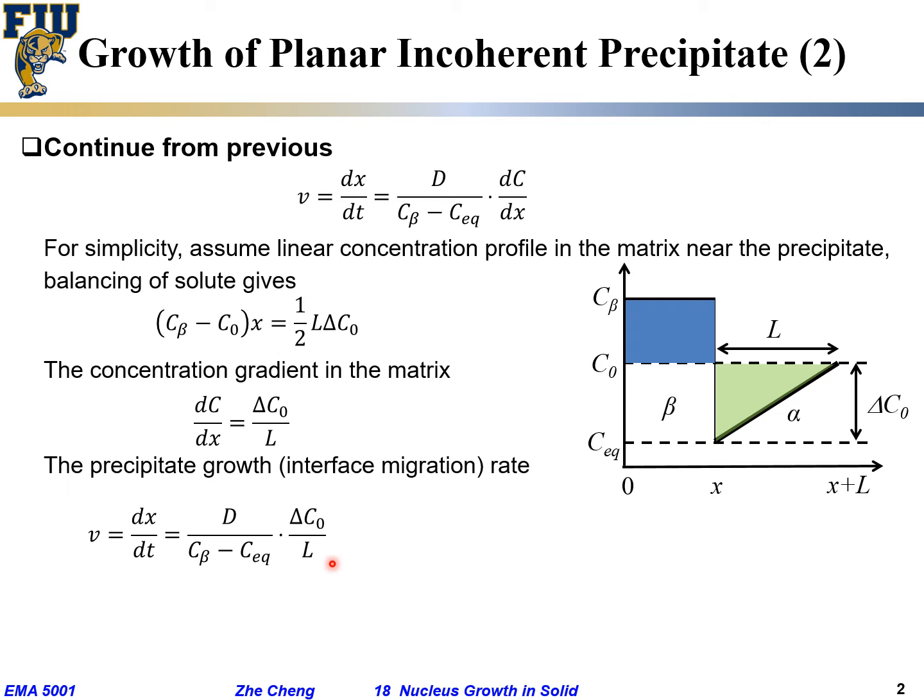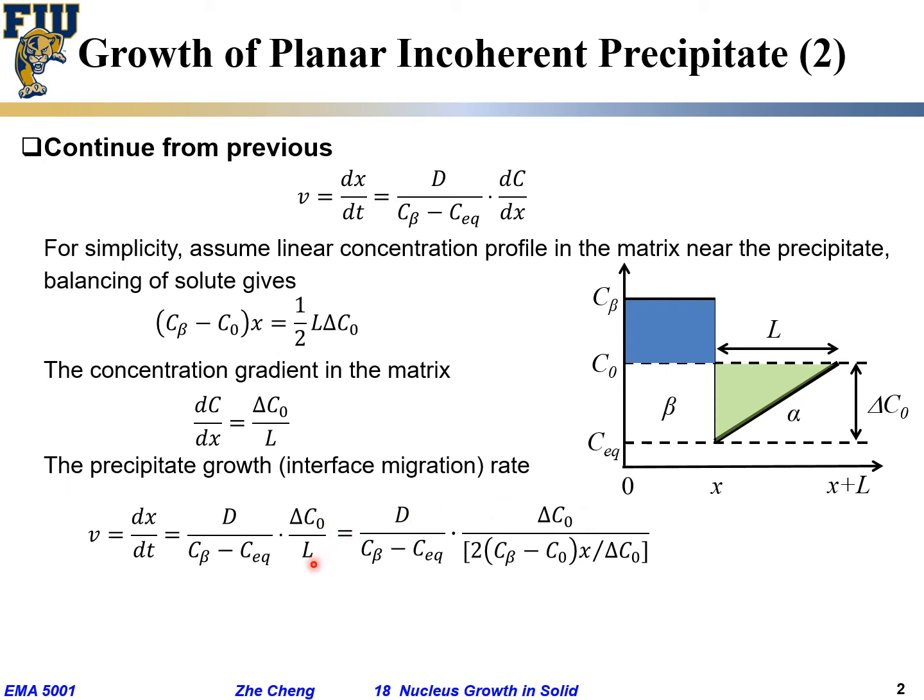And then if we look at the balance of absolute mass relationship, we can see that delta C0 can be rewritten. So for this equation, the first term before the product, we keep D divided by C beta minus CEQ, and delta C0 we keep.